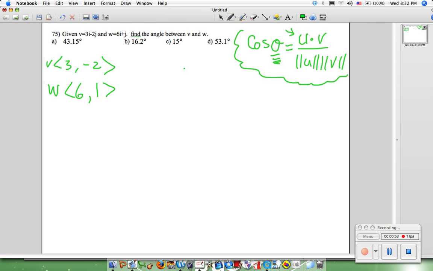Since this one is not U and V, but V and W, we're still working the same way. To dot the product V dot W, what we want to do is multiply the X with the X. So 3 times 6 is 18. Add the Y with the Y, which is negative 2 times 1, so it's negative 2. So V dot W is 16.